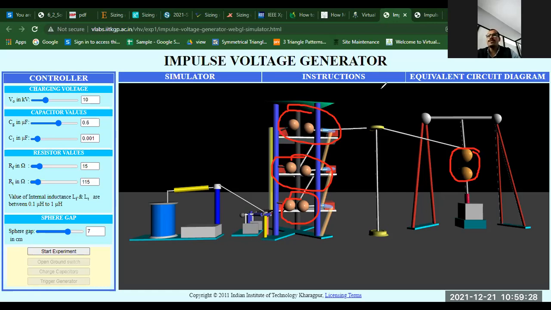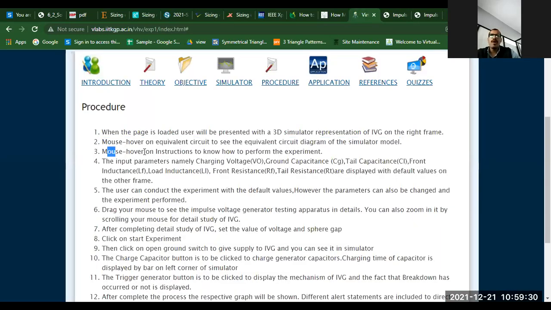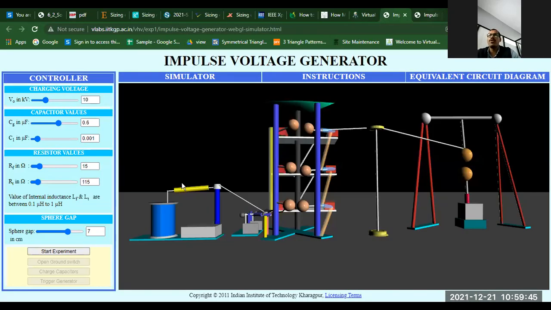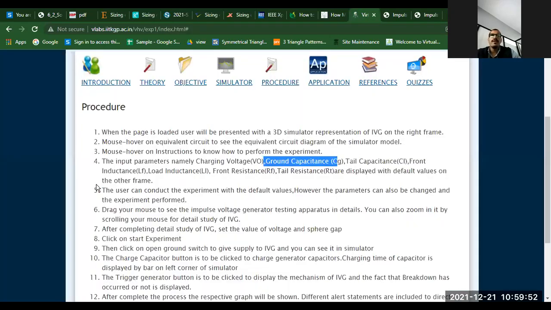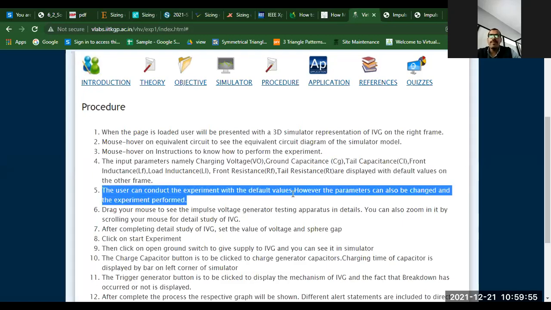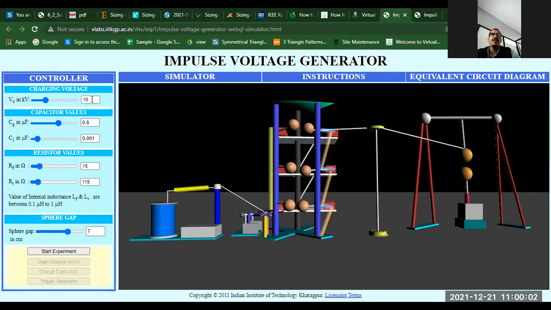What is the next step? Mouse over the instructions on how to perform, then input parameters like charging voltage, ground capacitance, tail capacitance, front inductance, load inductance, front resistance. These should be the default values on the frame. Here you can see the default values, 10 kV, 0.6, all these values have been given as defaults. The user can conduct the experiment with the default values. However, the parameters can also be changed and the experiment performed. Whatever values are there, you can change them simply.